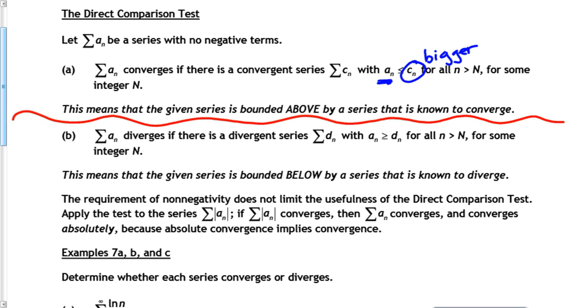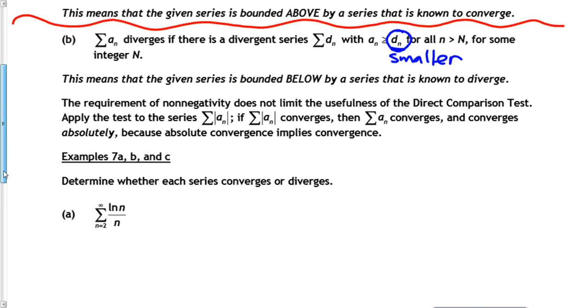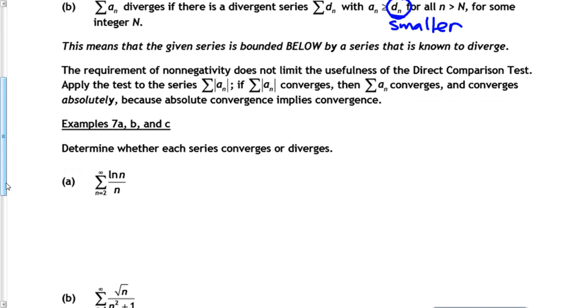So below the red squiggly line means the exact opposite. If D sub n is smaller than A, and D diverges, that means automatically A has to diverge, because each of those terms is larger than each of the terms in D. So, given a series bounded below by a series that is known to diverge. So please read the next thing.